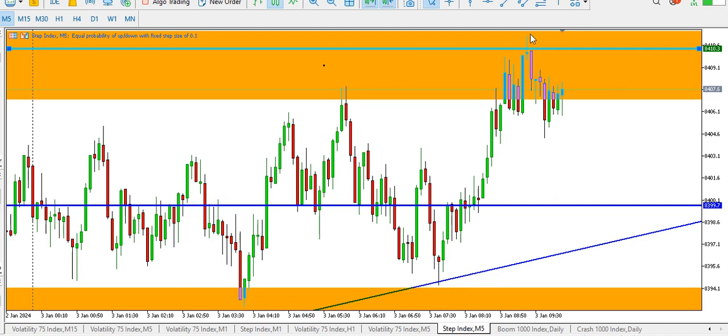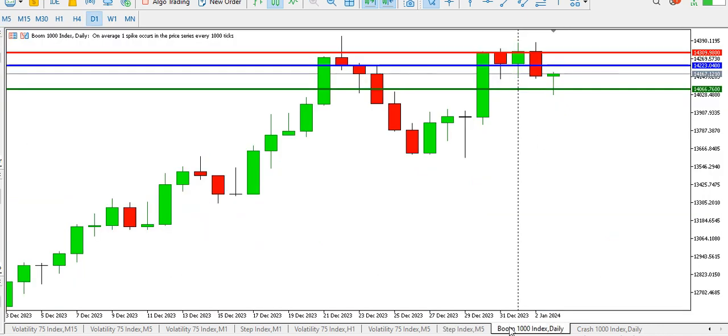Then we have a higher high. This is like a higher low to this. Then we have a higher high. So price might likely go upward. So you might look at for now buy step index, but in the long run it's bearish on the higher time frame. All right, let's take a look at boom 1000 index.